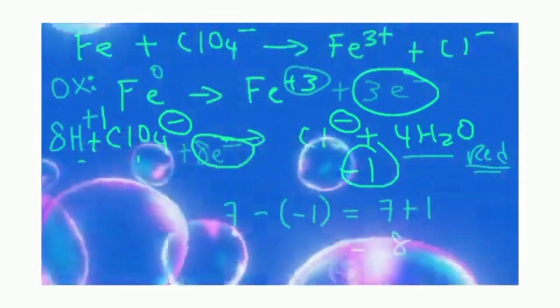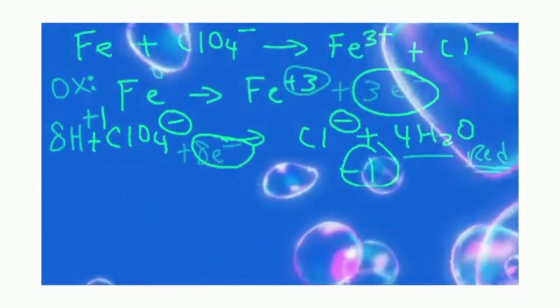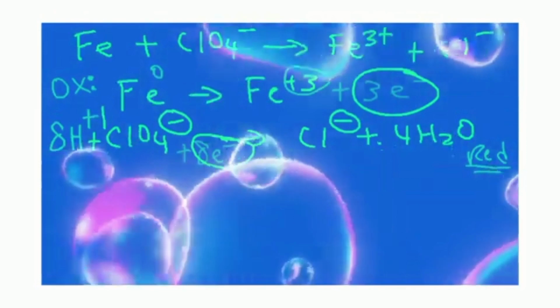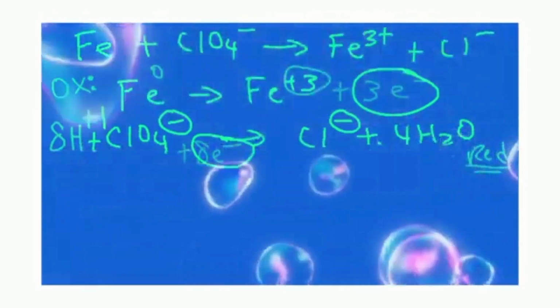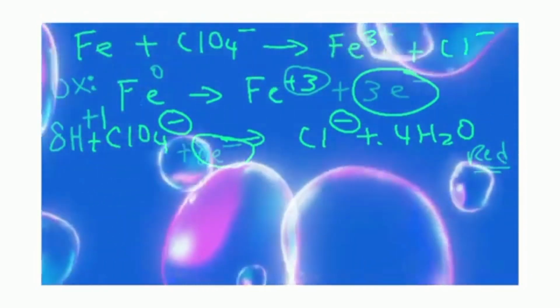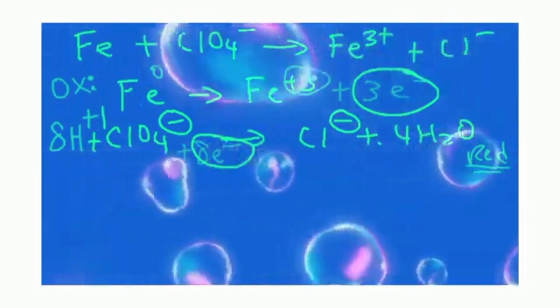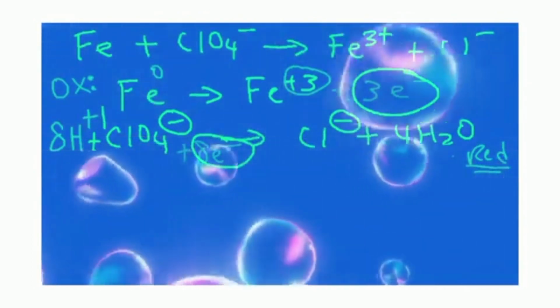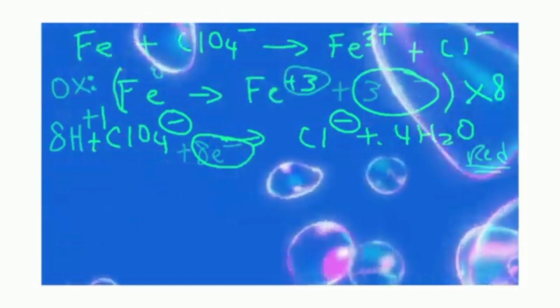Now that we have each half reaction balanced, what we need to do next is balance the number of electrons because they're unequal for this reaction. So how can we do that? So we have 3 electrons in the first half reaction and 8 in the second. The least common multiple between 3 and 8 is 24. So we're going to multiply the first one by 8 and the second half reaction by 3.